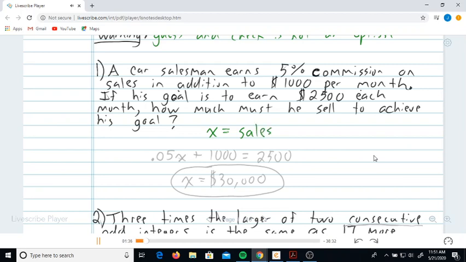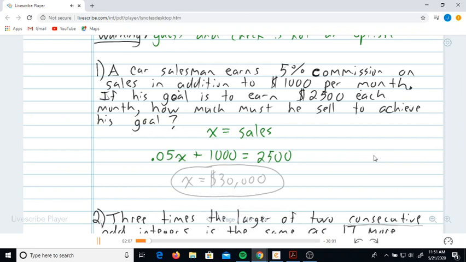So now that I've defined my unknown value after the objective, I'm going to go ahead and try and solve the question. So we need to come up with an equation that models this. So he gets 5% commission on sales. So that means he gets 5% times his sales, so 5% of his sales. That's not the only thing on his paycheck. He also gets an additional $1,000 per month. And that represents his pay. He wants his pay to equal $2,500.